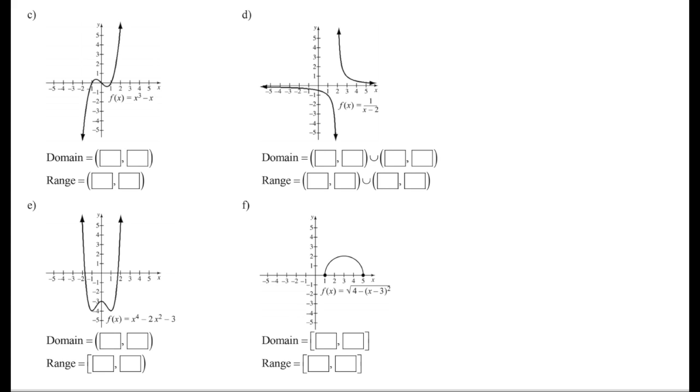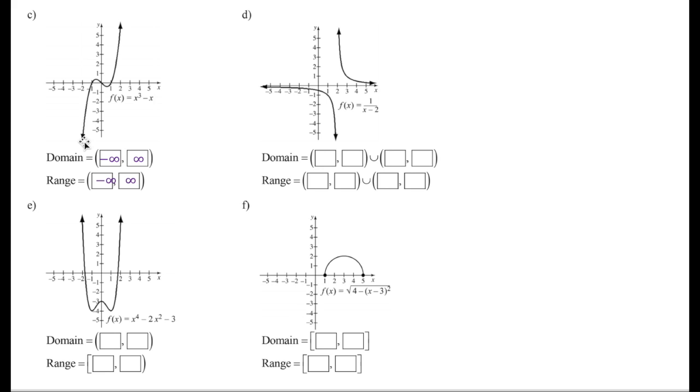Let's look at this cubic function. Notice that we're going left and right forever and ever. Although it's a slow left and right progress, we still are moving from left to right forever and ever. So negative infinity to positive infinity. The range is easier to see on this one because we know it's going to extend downward and upward forever and ever. So negative infinity to positive infinity.